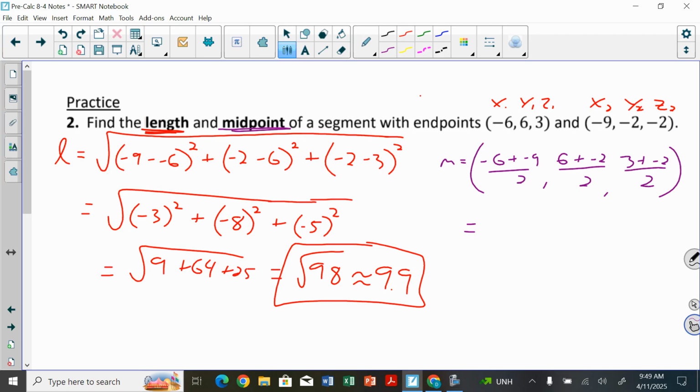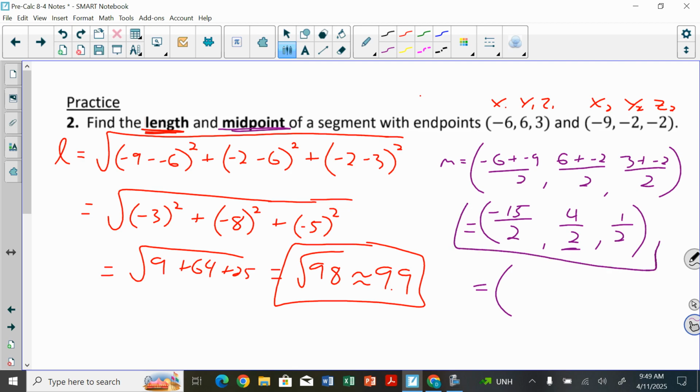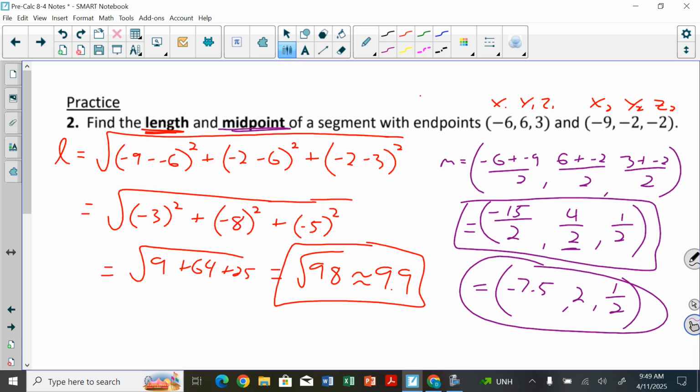So I'm going to have a negative 15 over 2. That's fine. And then here I'm going to have 4 over 2, which I know reduces. And then we have 1 over 2, so 1/2. I could keep them and change this one, obviously, but this is fine for an answer. Right here, you would change this to 2, but you could change all of them if you want to: 7.5, 2, and 1/2. I almost like keeping them as fractions better, or 0.5.